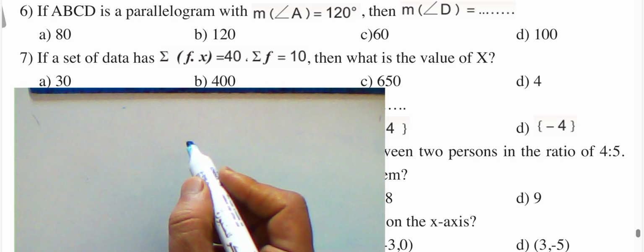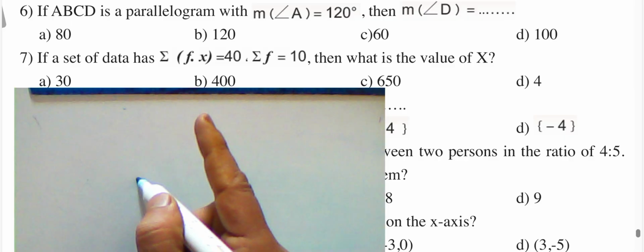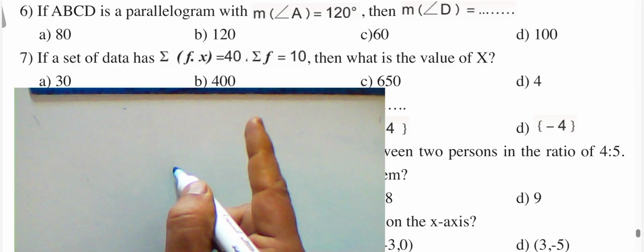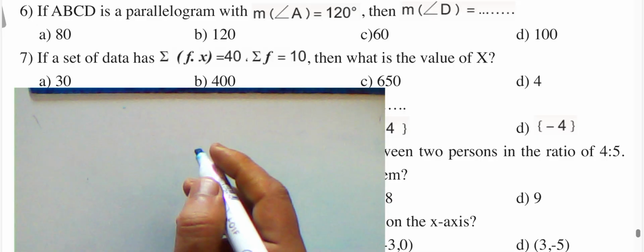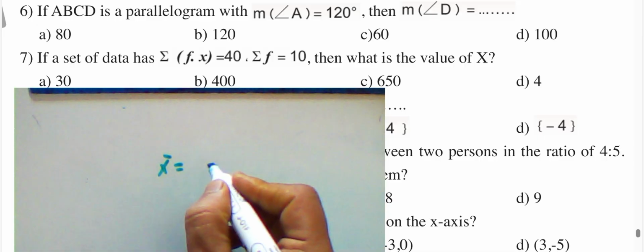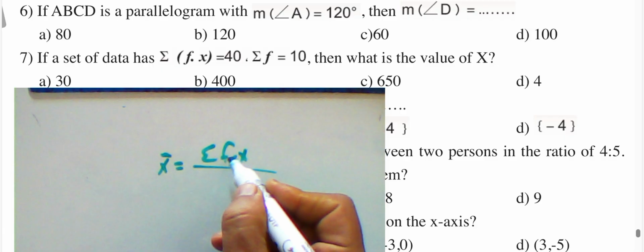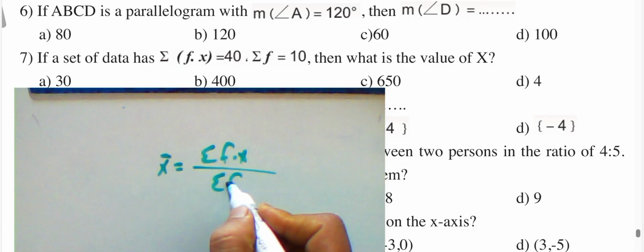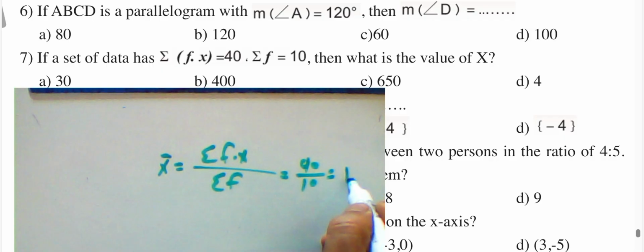Next question. He wants to find the value of x if the summation of f times x, frequency times x, equals 40 and the summation of frequency is 10. He wants to find x bar. x bar equals the summation of frequency times x over the summation of frequency. The result will be 40 over 10, which is 4. The answer will be 4.